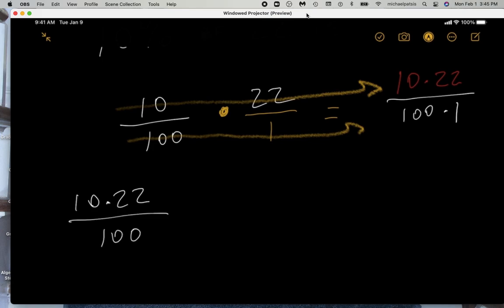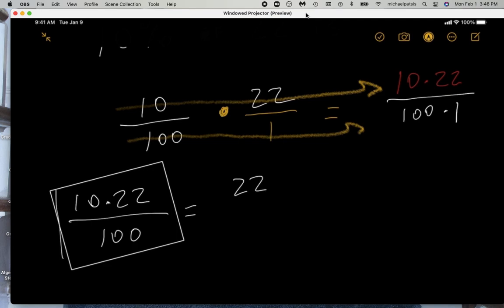Okay, now, what do we want to do here? We can do a couple things from here. This is clearly not in a reduced format. How would we reduce that? Well, the first thing we can do is multiply 10 times 22. Since we're multiplying 22 by 10, we would just add a 0. So that would be 220. Now we have 100 in the denominator, and we can cross out these zeros. And we have 22 over 10.